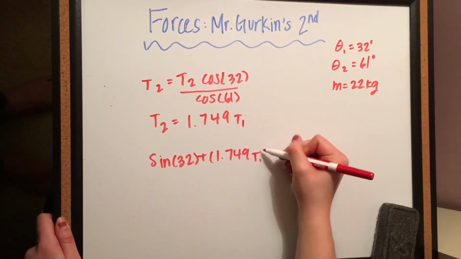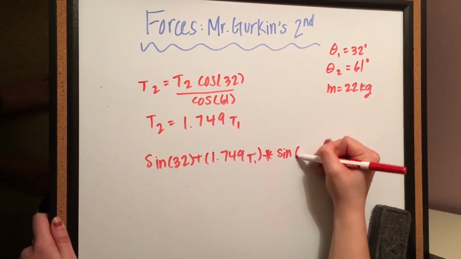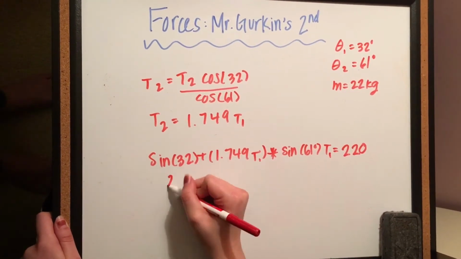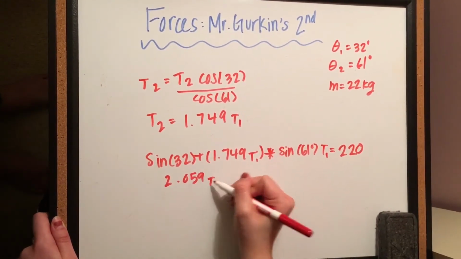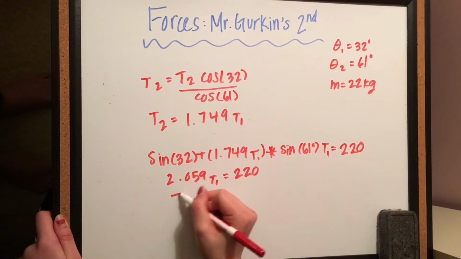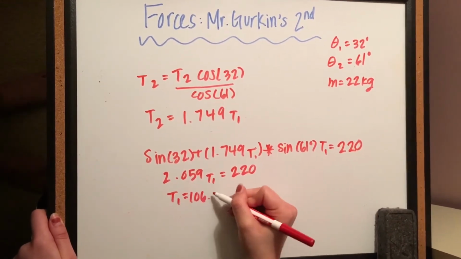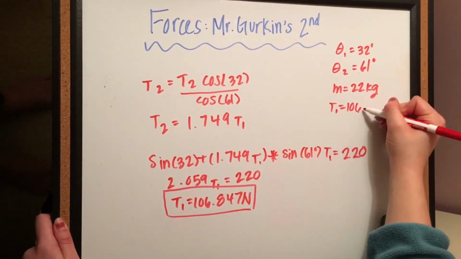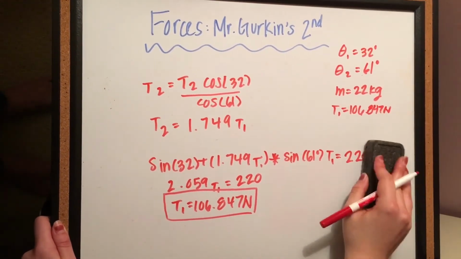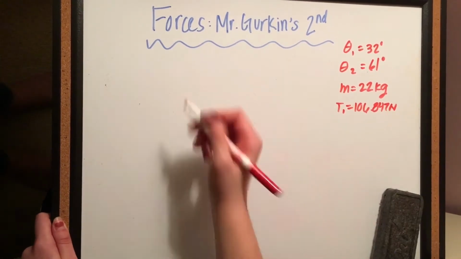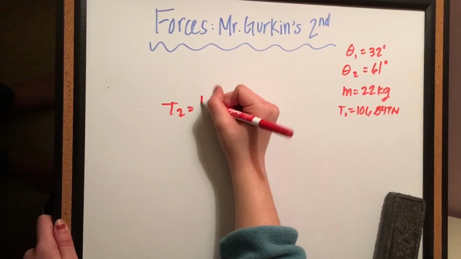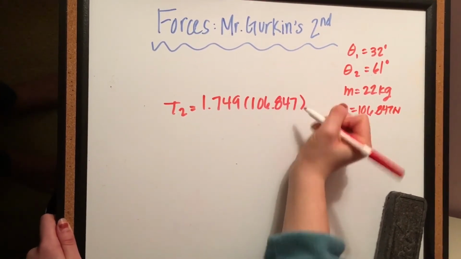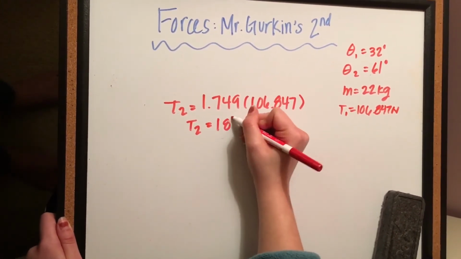Now that we've got T2, we're going to plug it back into the initial equation, and this will all be equal to 220. After simplifying this, you'll get 2.059 times T1 equals 220. After simplifying this more and doing more math, you'll get T1, which is equal to 106.847 newtons. Now we're going to plug T1 into the first equation, which means we will result in T2 being 186.875 newtons.